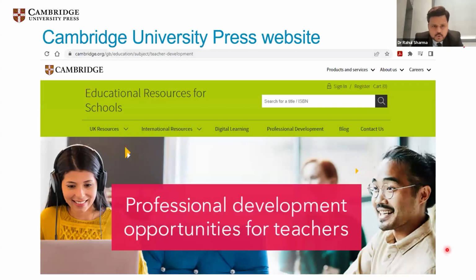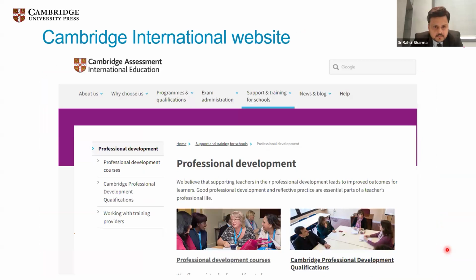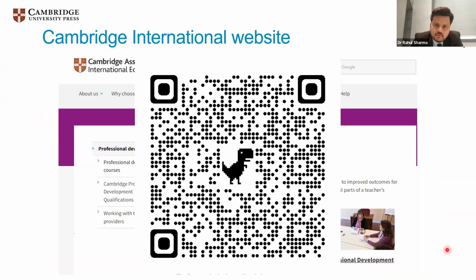So these are certain snapshots of those resources. These are QR codes to the Cambridge CPD pages. I would encourage you to go through those websites where all the PD course plans and structure are already mentioned along with the timetable. These are again certain CAIE PD website pages, with a screenshot or the QR code for that as well.